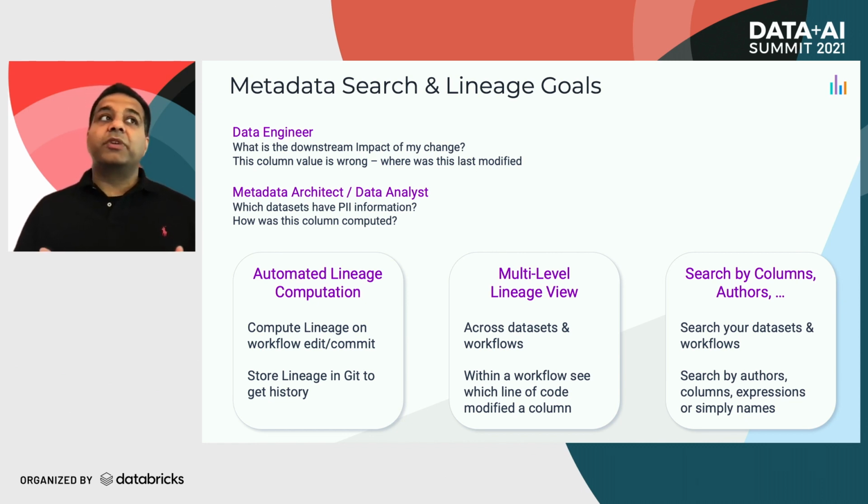If you have a metadata system that's separate and says, hey, you have to use these API calls to add lineage, you're never going to be up to speed. So automated computation is super important. The second thing is it needs to be multi-level. You might say, I want to look across data sets and workflows across projects. And then once you are within a workflow, you might want to dive in, and the workflow can be very big. So you want to pinpoint exactly where the change was made.